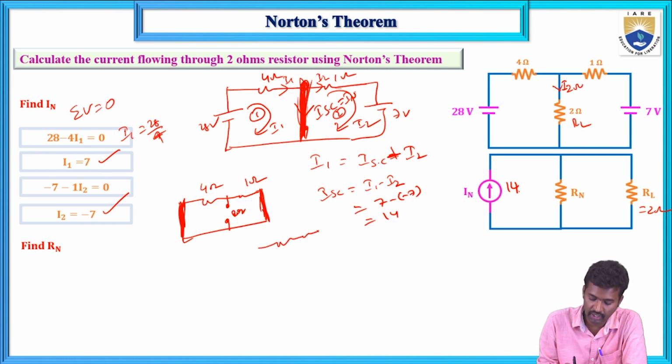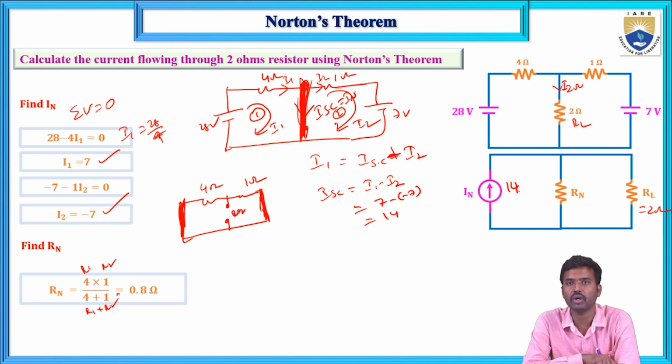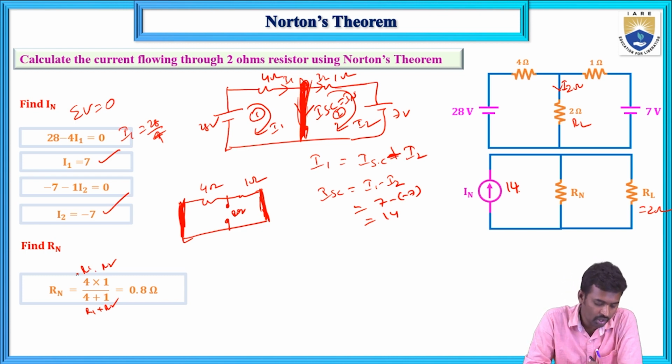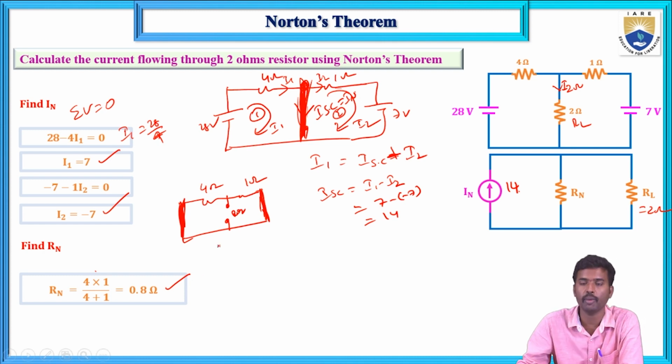Looking at these terminals, these two are connected in parallel, not in series. Here 4 and 1 are connected in parallel, so for two resistors R1 and R2 in parallel, the equivalent is R1 times R2 divided by R1 plus R2. That equals 4 times 1 divided by 4 plus 1, which is 4 by 5, that is 0.8.